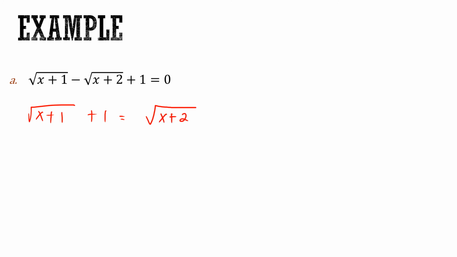Next step is to eliminate the radical signs by squaring both sides. So we got square root of x plus 1 plus 1, squared, equals square root of x plus 2, squared. The next step is to square both sides of the equation. So this is again a square of a binomial. Let's square the first term.